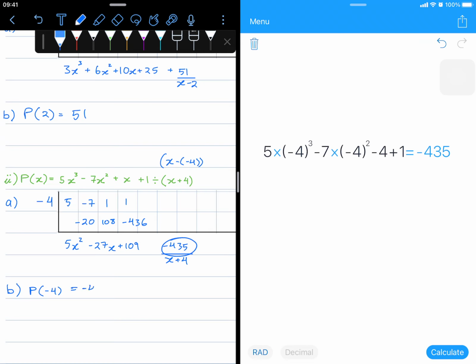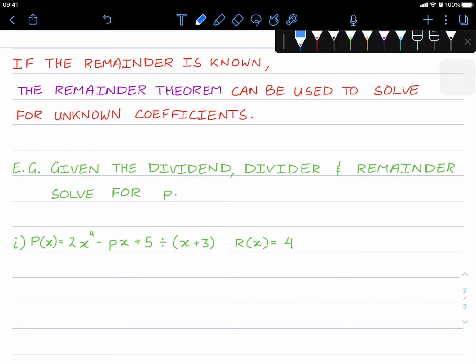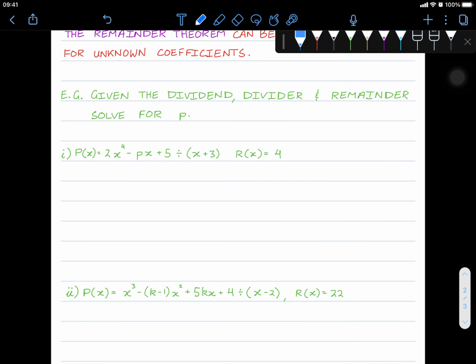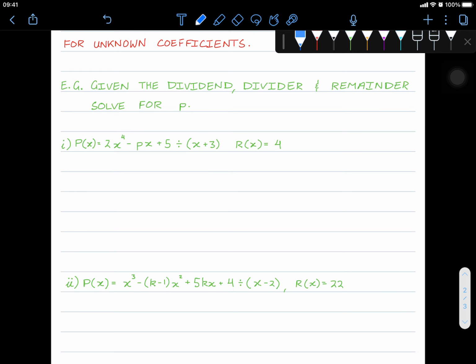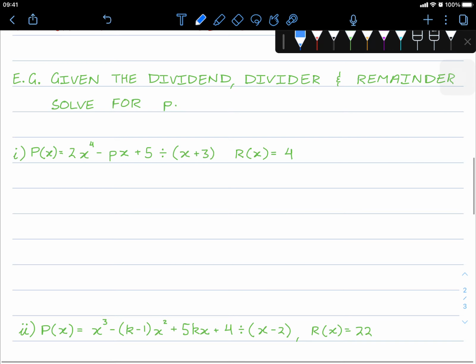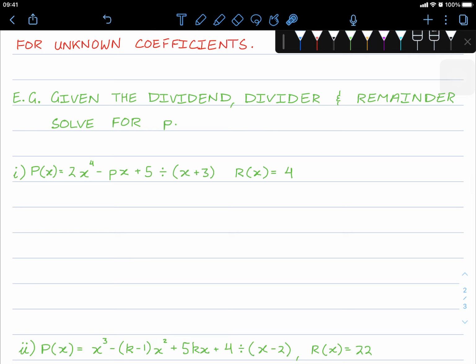Now, it's a very straightforward idea, but we can use this to solve for missing coefficients. So let's go straight into a few of these examples here. You can pause the video and give this a go, but here we go. So now it's saying, let's solve for the value of p given the dividend and the divisor, and we know the remainder to be 4 from this division.